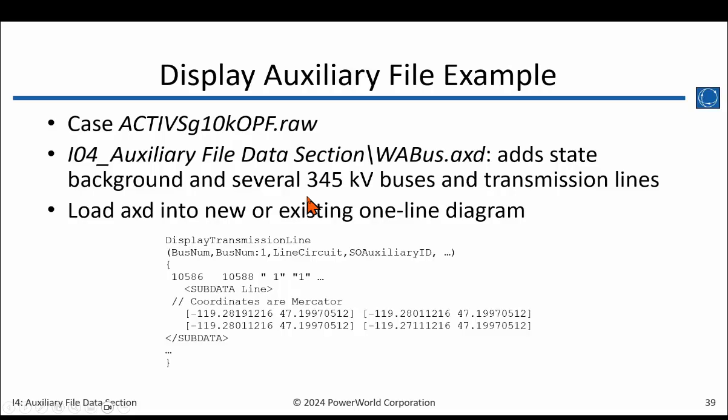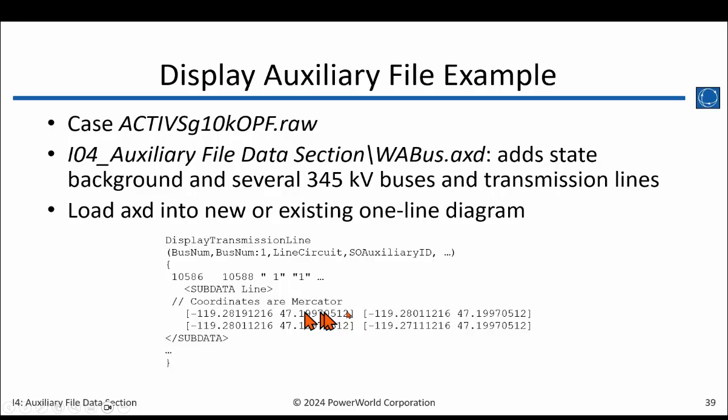Here's an example where we can use the AXD on a one-line diagram that already exists and add some modifications to certain objects. So this is an excerpt for this file, and I'll next go ahead and load it. But it refers to a display transmission line object. And again, it's got the key fields that you would expect for a transmission line, the from bus, to bus, and the circuit ID, along with the auxiliary ID to identify it, which again, if the object only occurs once, is normally going to be 1.